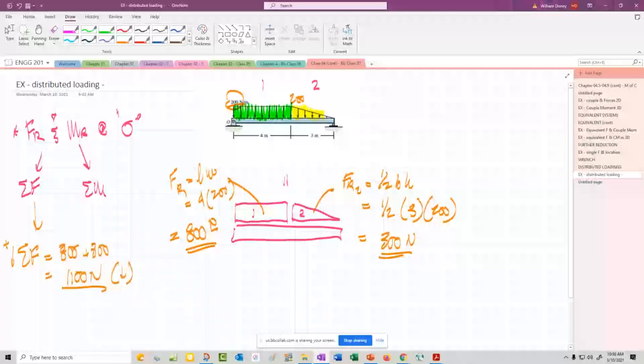So if we have this beam here and it's simply supported there by a pin and a roller, and we want to put that force there at O, there's 1100 newtons.